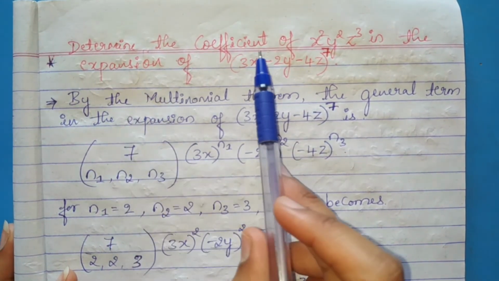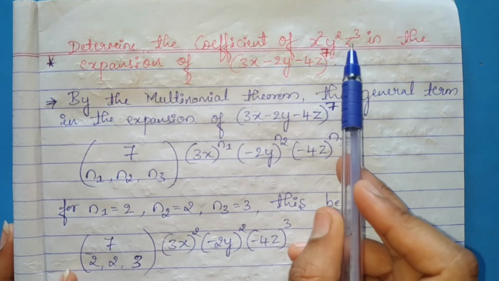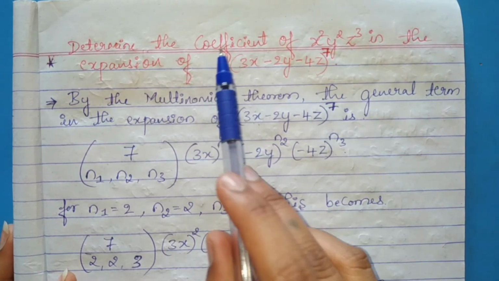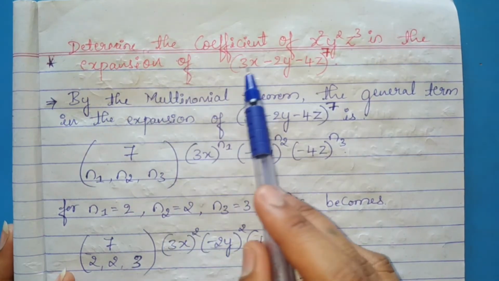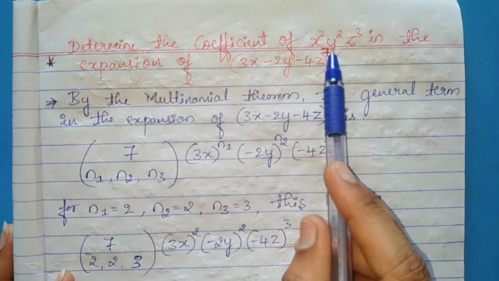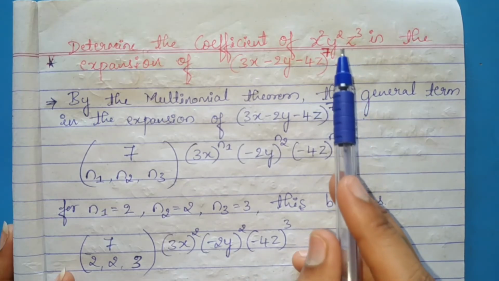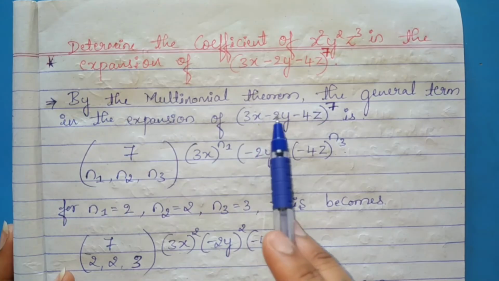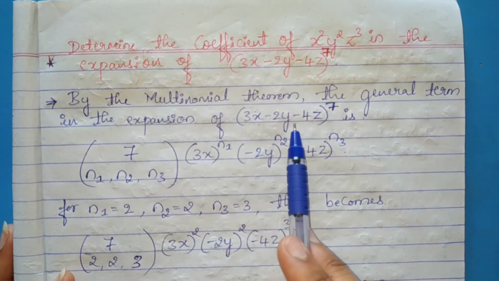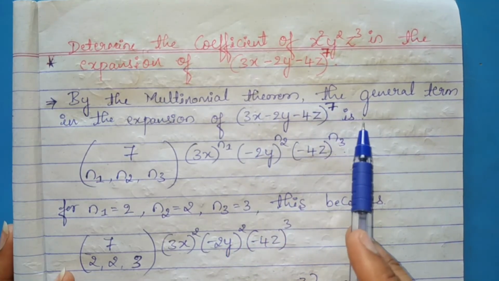Determine the coefficient of x square, y square, z cube. So now we have to find the coefficient of this term x square, y square, z cube in the expansion of 3x minus 2y minus 4z raised to 7. Here also we have n as 7. So by the multinomial theorem, the general term in the expansion of this, that is 3x minus 2y minus 4z raised to 7 is what?